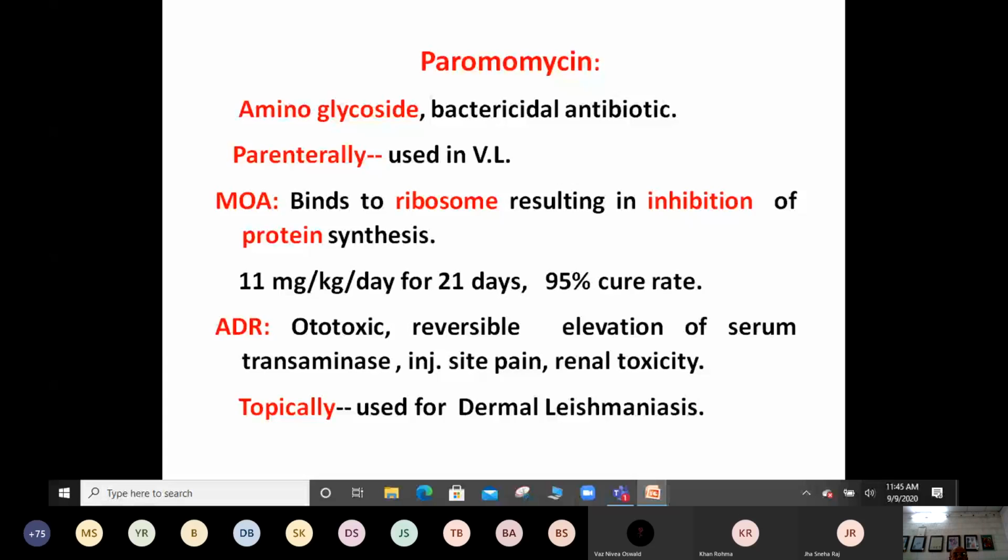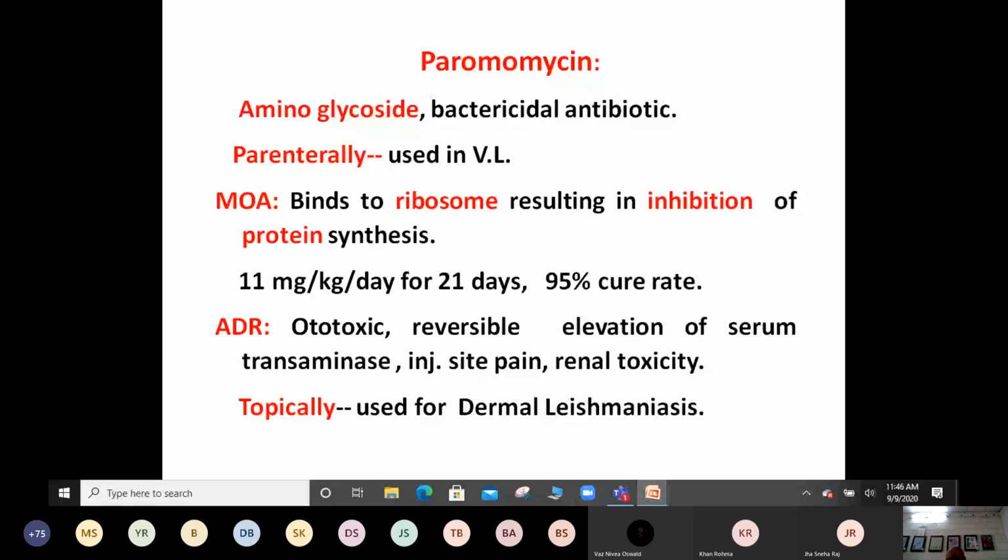So parenterally it is used for visceral leishmaniasis, that is Kala Azar. Topically, application at the local site, for dermal leishmaniasis, the ulcers, the sores. So on that you can apply locally, topically.